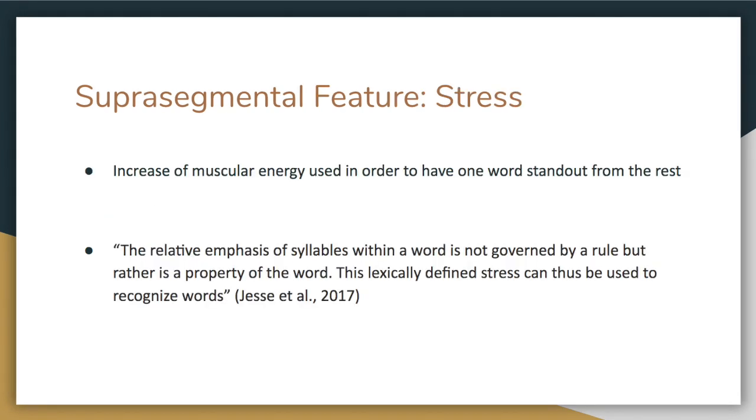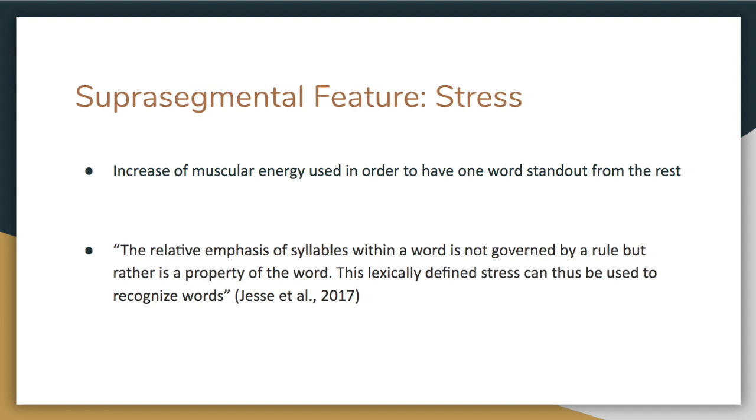The first suprasegmental feature that we will discuss is stress. Stress is defined as an increase of muscular energy used in order to have one word or syllable stand out from the rest. In our textbook, it states that stress is a property of entire syllables, not segments, though the syllable nucleus, usually a vowel, carries most of the information about stress.